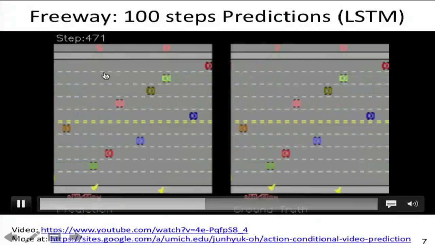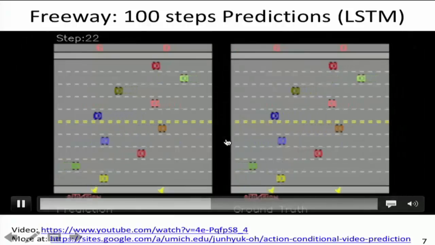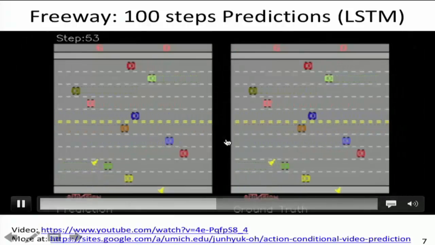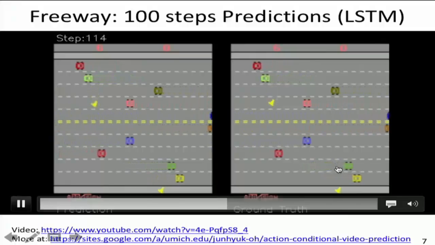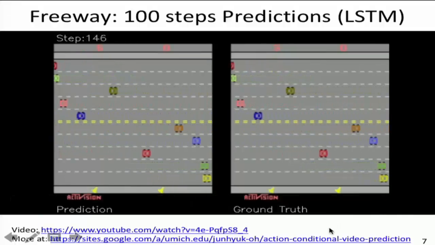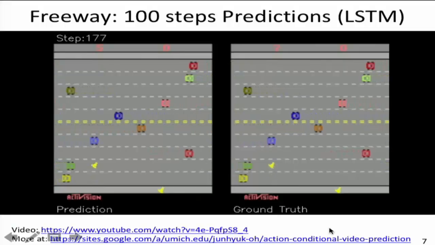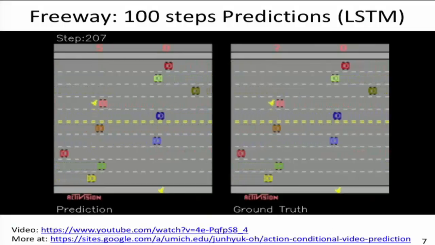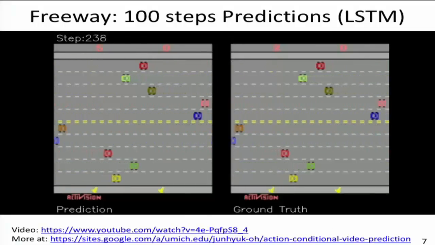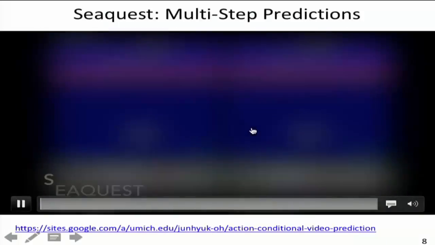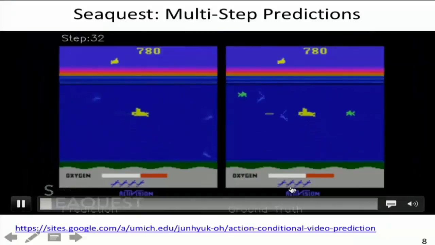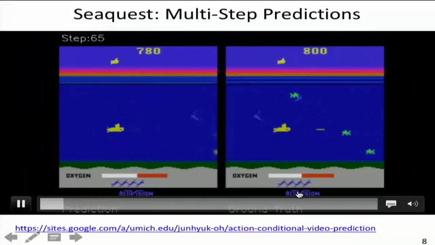So it's actually making up to 500 step prediction, and then even then it's making really high quality prediction at the end. So this is the case when you have a relatively simple dynamics without uncertainty, and it does really well.